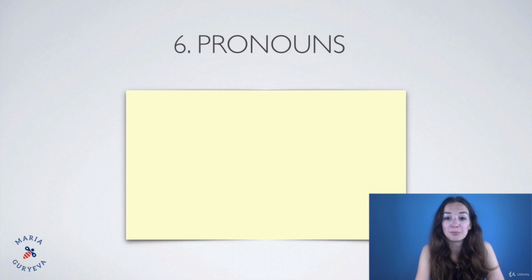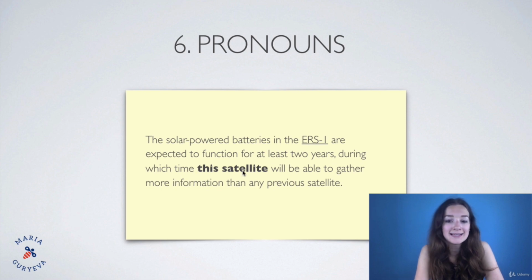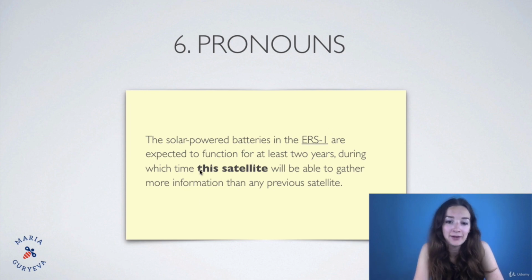All right, the next one is pronouns. Sometimes we have a pronoun which helps us understand the word. For example, we don't know what ERS1 is, but we have this pronoun, "this satellite": "The solar-powered batteries in the ERS1 are expected to function for at least 2 years, during which time this satellite will be able to gather more information than any previous satellite." So here we have the pronoun, "this satellite," and now it's obvious that ERS1 is a satellite, right? This pronoun helped us find the synonym of this word. So pay attention to pronouns as well.